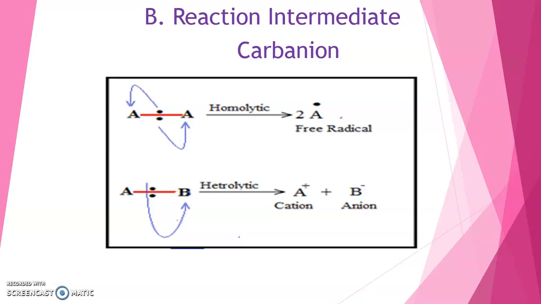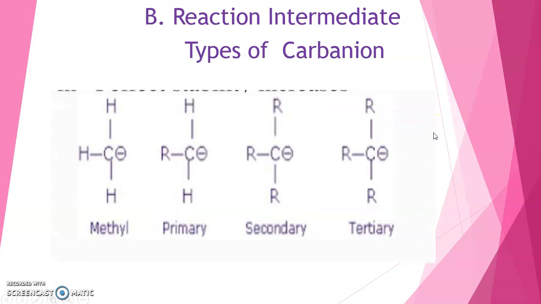Clear? So, two types of fission are there, homolytic and heterolytic. In the first case, what happens? Each of the separating species retains one electron, and hence such type of fission is known as homo. Homo stands for same, equal distribution of electrons. So such type of fission is called homolytic fission, during which we get the formation of free radicals which contain an odd number of electrons. But carbanions are formed by heterolytic fission.